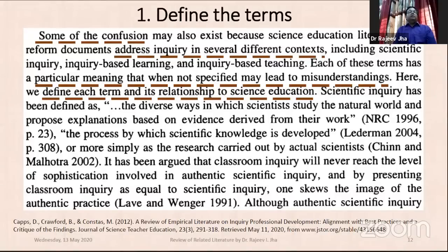You survey what the experts have already written and in what perspective have they written. And then from there, you get a perspective, you get a context for carrying out your own research. So for example, in this, the author writes, some of the confusion may also exist.